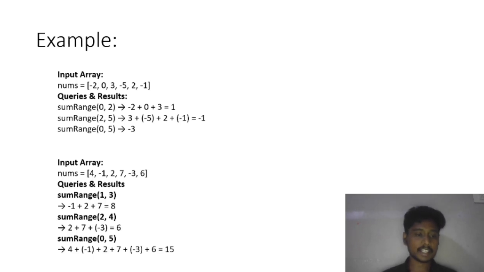Let us see another example with the array 4, -1, 2, 7, -3 and 6. The queries will be sumRange(1, 3), which gives 8, and sumRange(2, 4), that means index 2 to 4, 2 plus 7 plus -3, which gives 6. So in every query, we simply add all the elements between the given indices. Let's see the most straightforward way to implement this problem.